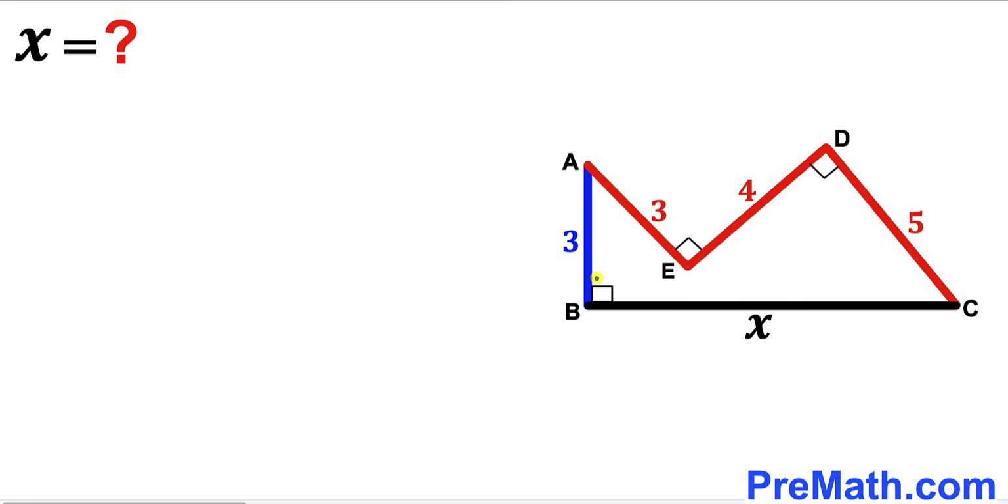Furthermore, all these angles are 90 degree angles. Now our task is to find the value of side BC. In other words, we are going to find the value of X.